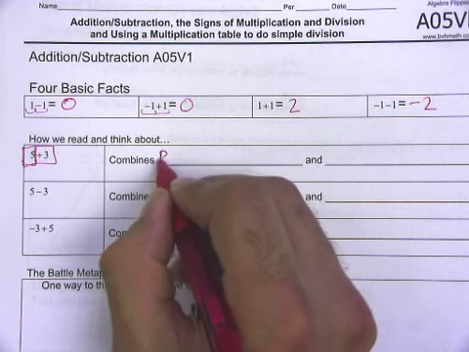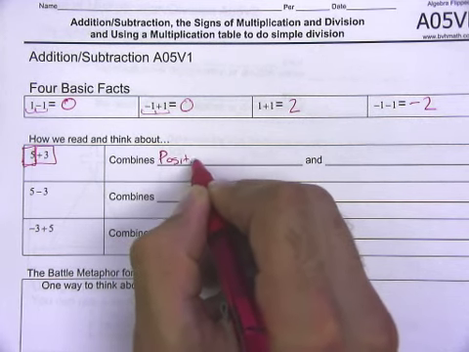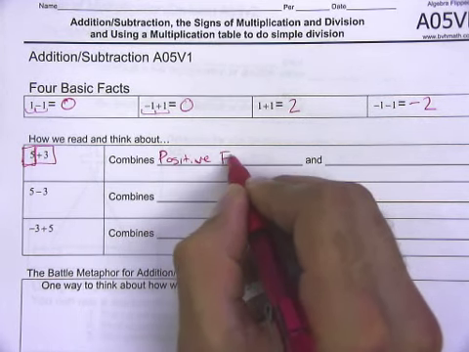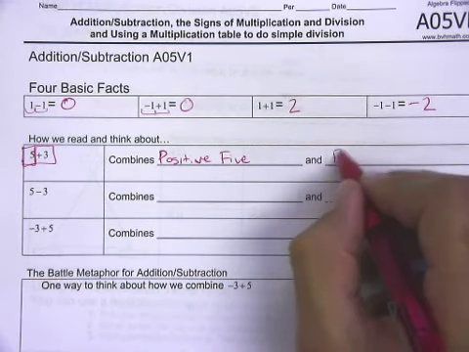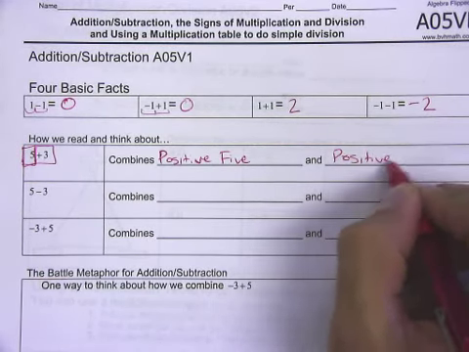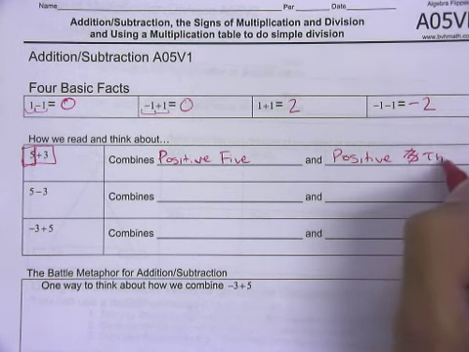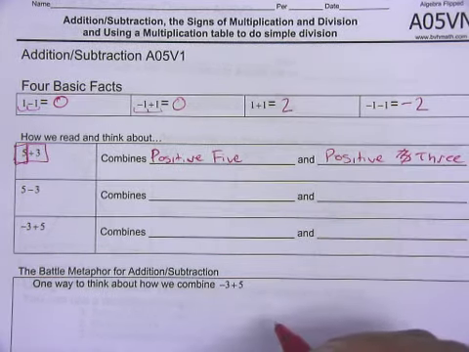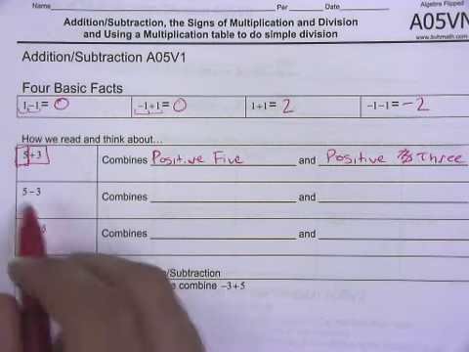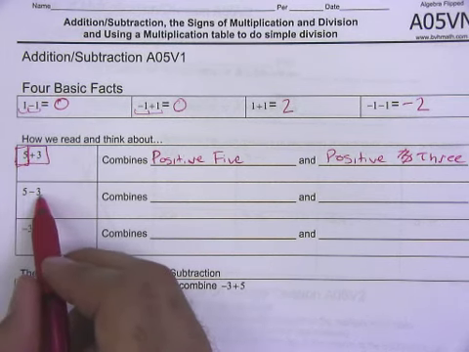So here I'm combining positive 5 and positive 3. We should probably write that out as a word. 3.